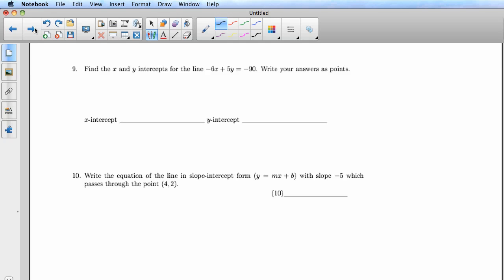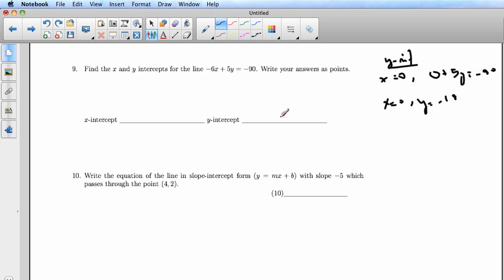For this problem, we're trying to find x and y intercepts, and most of the line is not written in slope-intercept form, so there's a little bit of work involved, but not really too much. The key is that your y-intercept happens when x equals 0. So to find your y-intercept, you're going to let x equal 0 in this equation, and then figure out what y is. So if x is 0, the equation is 0 plus 5y equals negative 90. You divide both sides by 5, or multiply both sides by 1/5, and you'll get that when x is 0, y is negative 18.